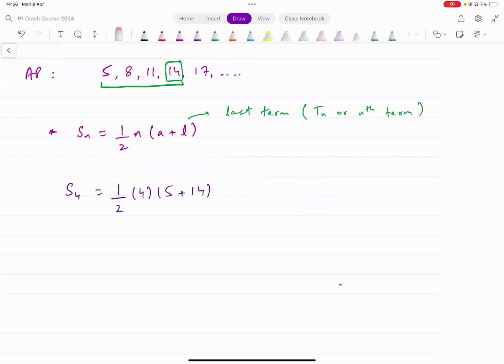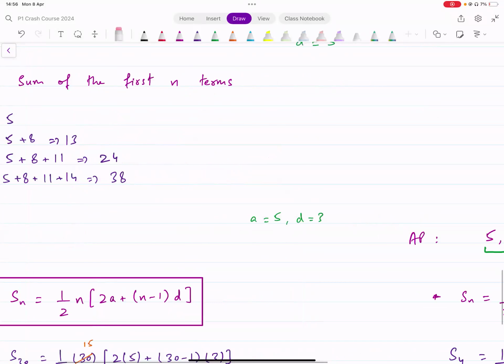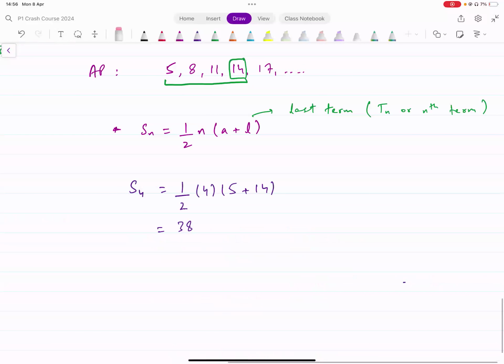Now, if you had to calculate this value using this formula, let's see what that turns out to be. It's 2 into 19, and that's 38. And that's exactly the value that we calculated here manually as well, 38. So this could be another formula that you could use for finding the sum of the first n terms of an AP. So now that we understand what L means here, another way to write the same formula could be like this. We could say Sn equals half n into a plus Tn.